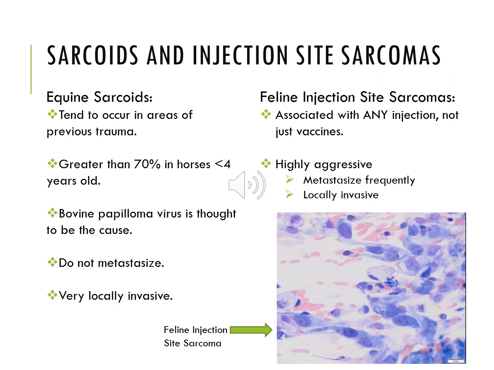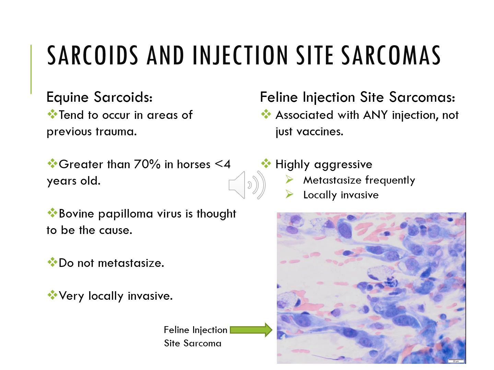So two other processes that fall under the sarcoma umbrella are sarcoids in horses and feline injection site sarcomas. And so equine sarcoids, they are malignant, but they're just different. They're very locally invasive typically, but they do not metastasize. And so it's important that if we diagnose one of these, maybe remove it when it's smaller versus larger, because they are locally invasive and it'll be much harder to remove once they get to be very large.